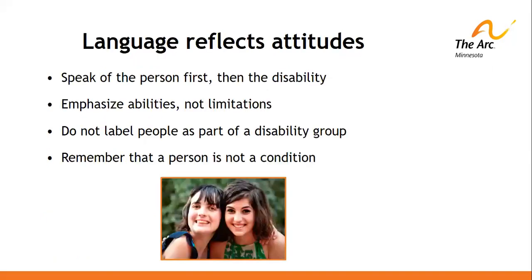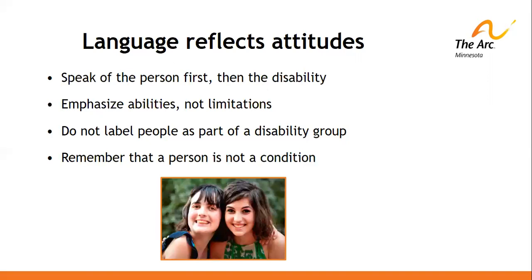Our language can reflect attitudes. Words are powerful. The words we use to refer to people shape our beliefs and ideas about them. Old and inaccurate ways we describe people with disabilities support negative stereotypes and prejudiced attitudes. Like gender and ethnicity, disability is one of many characteristics of being human.